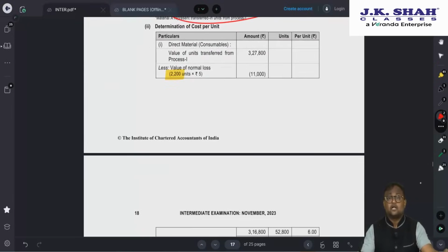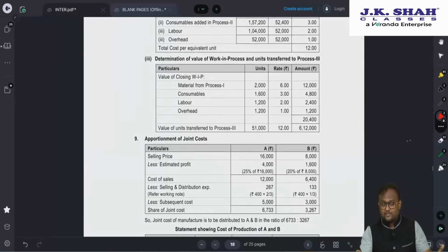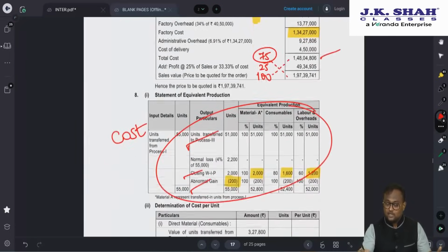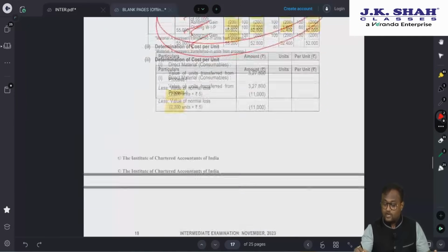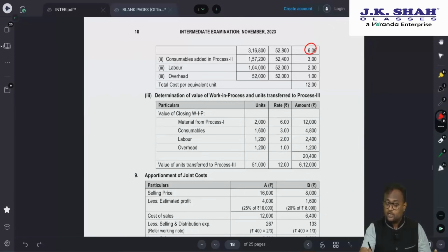Normal loss must be subtracted from the raw material introduced, the material which has a substantial quantity, because if your normal loss wastage has a quantity, wastage has to be part of some material having substantial quantity. And then finally just simply take this and do multiplication. 2000, 2000, 1600, 1200 multiplied by 6, 3, 2, 1. Your work is done. Is that clear?